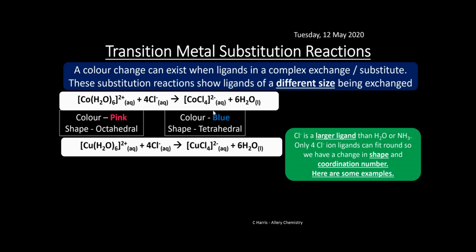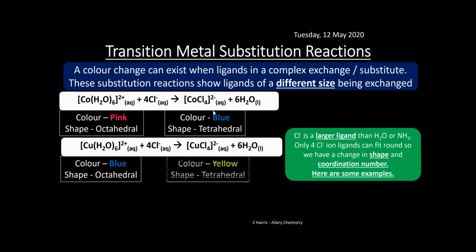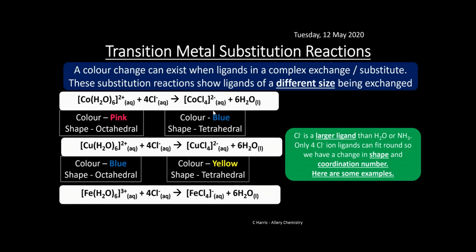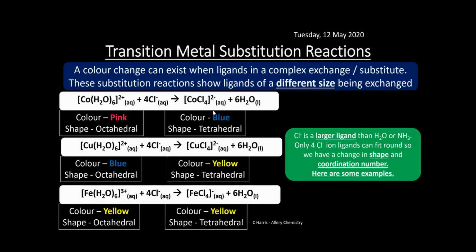And here's the copper one again. So copper, we react it with chloride, that's fine. We get a full substitution here, and we get a blue colour, which is octahedral, and we get a yellow tetrahedral structure that's been formed. So this is showing a different size ligand being used, and the shape is changing here as well as the ligand. So here's another one, iron hexaaqua, add in the chloride, and we form FeCl4. Again, we're going from a yellow octahedral, and this actually remains yellow, and it's tetrahedral. So we've got the same colour here. Okay, so you need to be aware of these reactions, and the colours obviously as well.